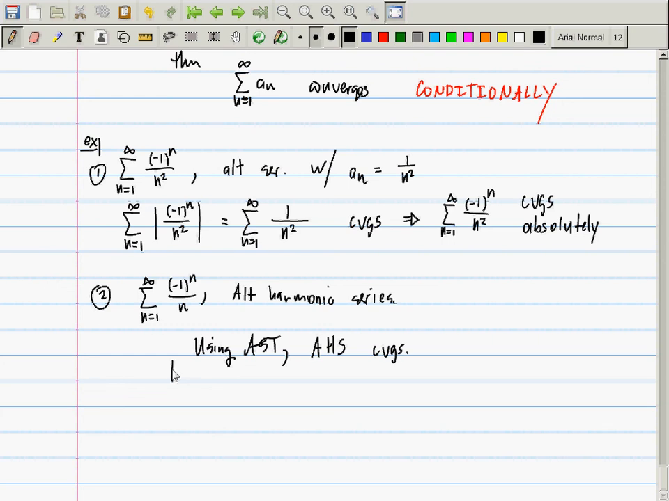And the series from n is 1 to infinity of the absolute value of negative 1 to the n over n, taking absolute values now, this is the series from n is 1 to infinity of 1 over n. And this series is also so famous that it has a name. This is the harmonic series. And the harmonic series, what? It diverges.